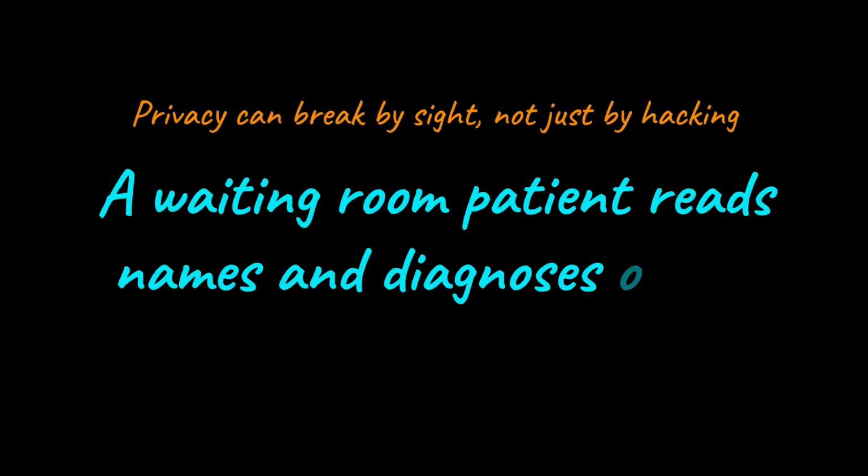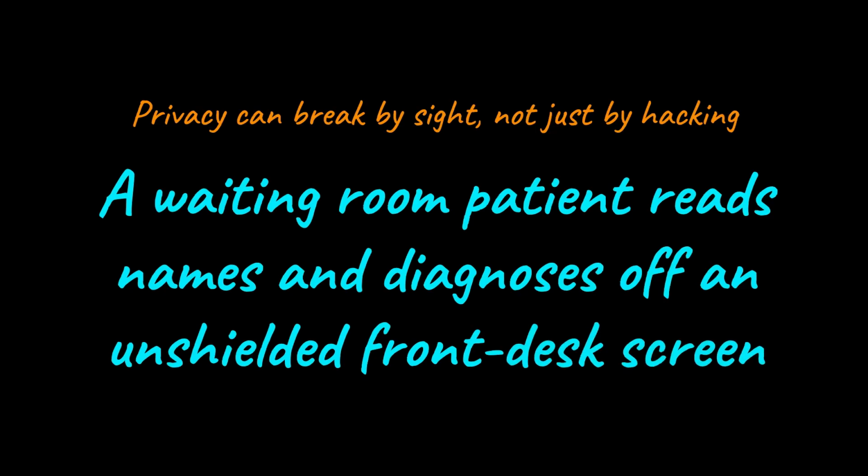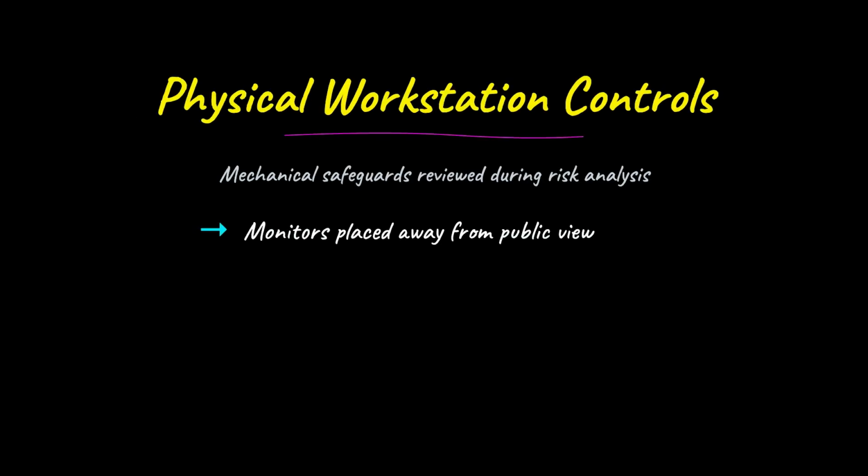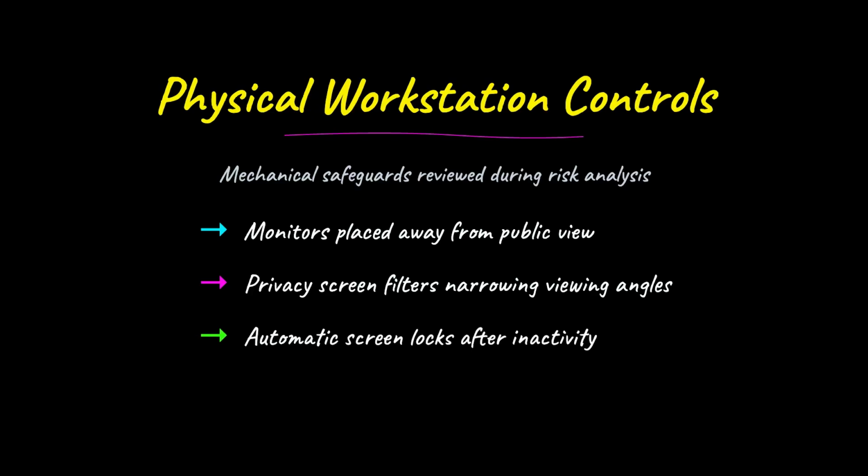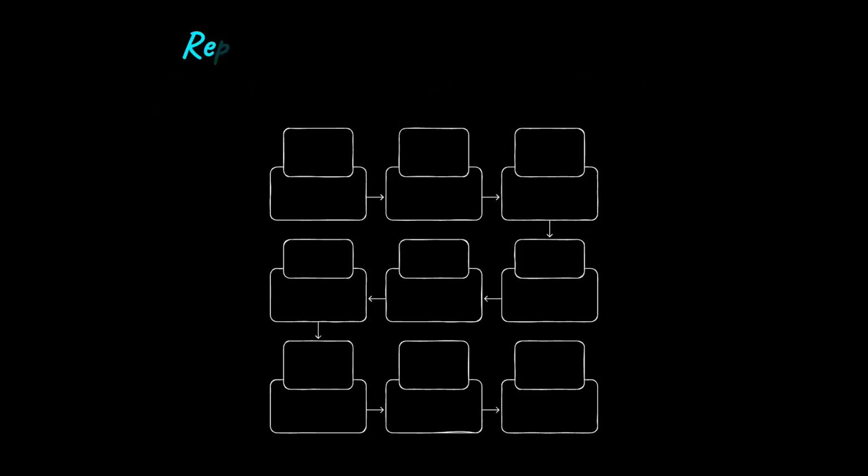A patient sitting in the lobby who can read the registration screen learns the names, birth dates, diagnoses, and insurance details of everyone checked in that morning. That's a breach by line of sight, and the security rule treats physical arrangements as seriously as passwords or encryption. Physical workstation controls include placing monitors away from public view, using privacy screen filters, setting automatic screen locks, locking workstations in non-public areas, securely disposing of printouts, and requiring badge access to sensitive equipment areas.